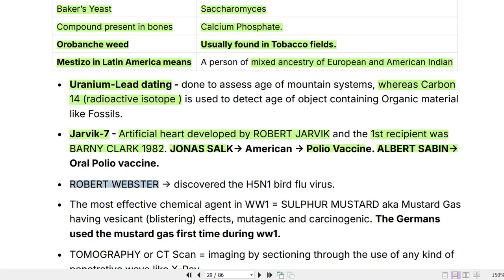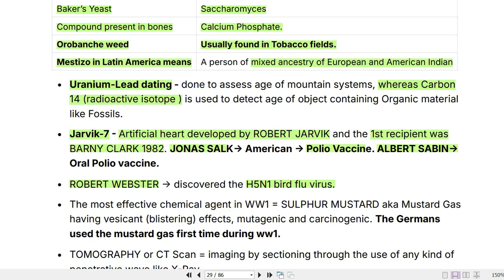Then Robert Webster, he was the person who discovered the H5N1 bird flu virus. Robert Webster discovered the bird flu virus H5N1.